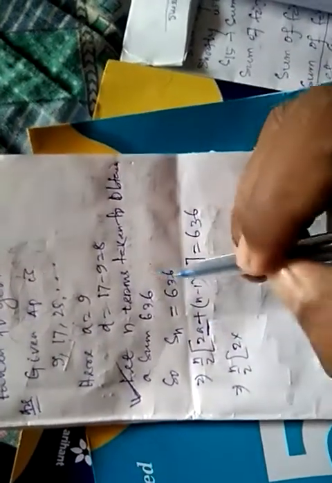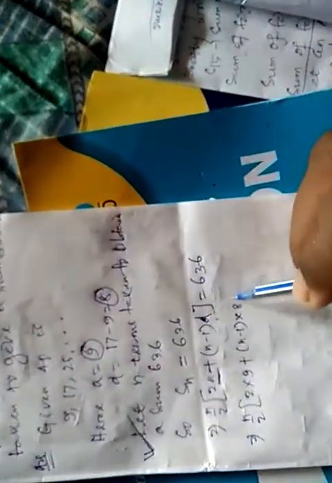What is the formula of Sn? n by 2 into 2a plus n minus 1 into d, that is equal to 636. This implies n by 2 into 2a, a you have already found as 9, so write 9, plus n minus 1 into d, you have already got 8, that is equal to 636.